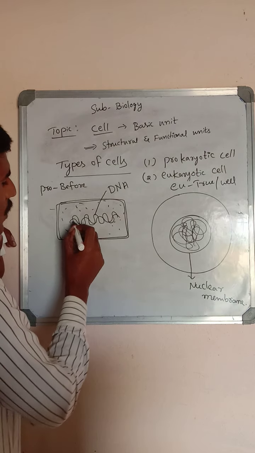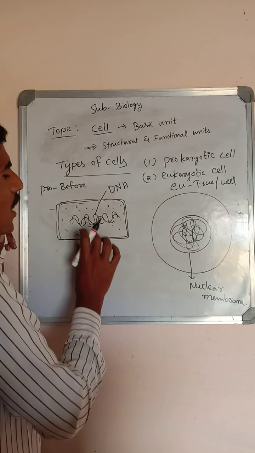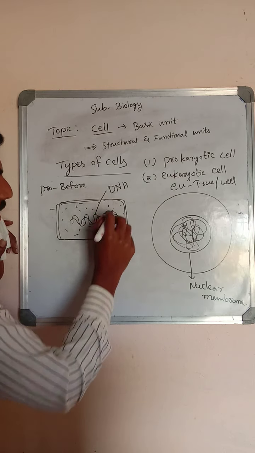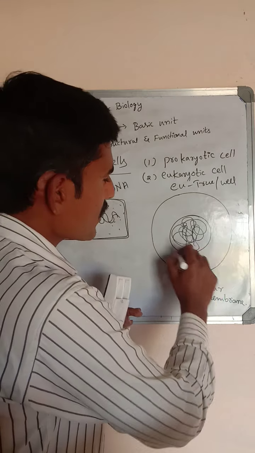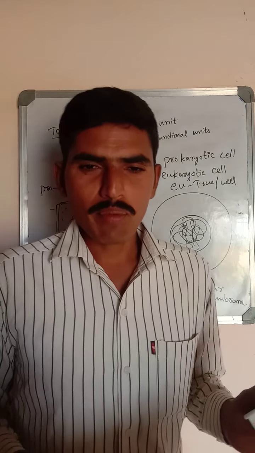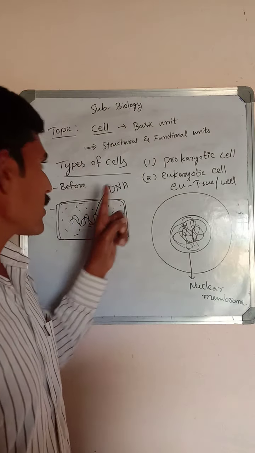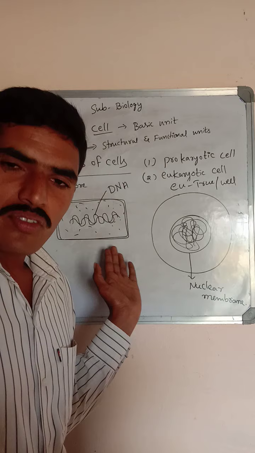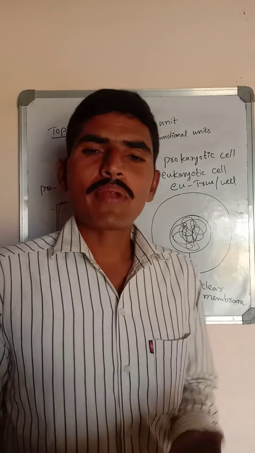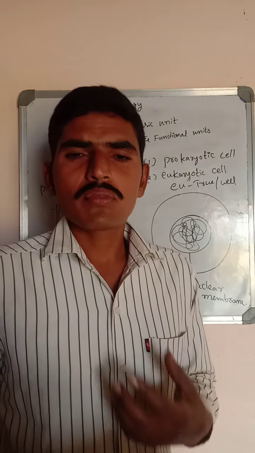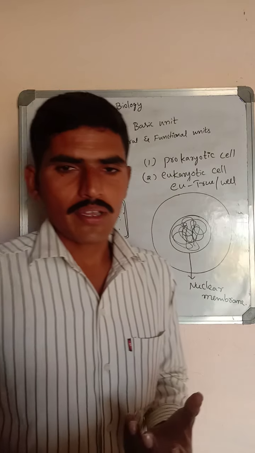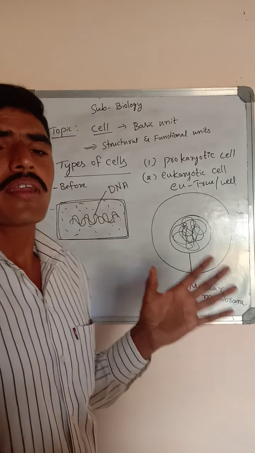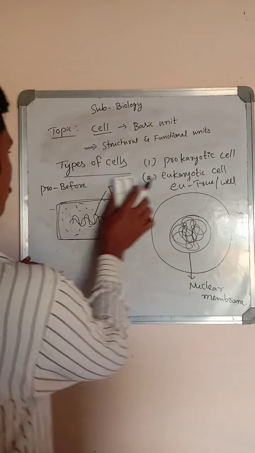Now let us see how the DNA looks here. DNA is lying freely, it is not covered by any kind of nuclear membrane, whereas here DNA is covered by the nuclear membrane. That is the main difference between prokaryotic cells and eukaryotic cells. Examples are bacteria and cyanobacteria, and here examples are plants, animals, amoeba, paramecium, different fungi and algae. Is it clear for you all? Now let us move on to our next topic.